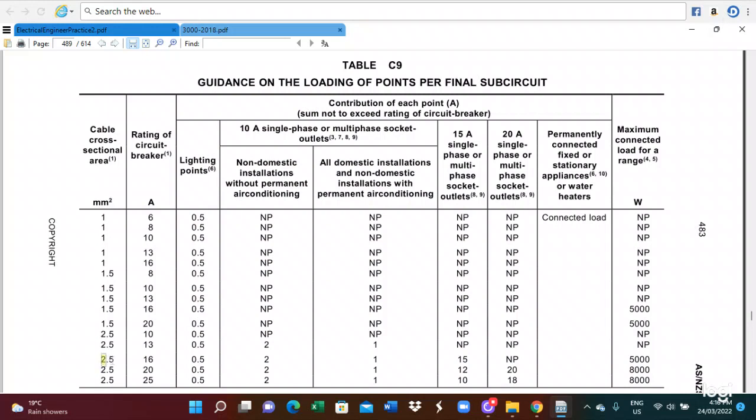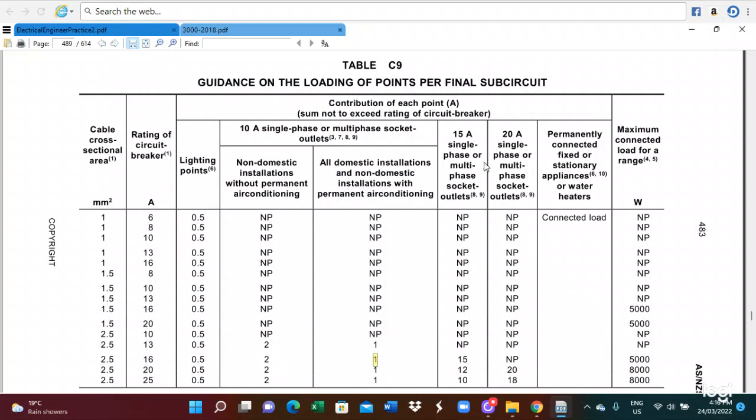In this case, for the non-domestic installation, you can connect the 10 ampere socket outlets, and this is for non-domestic installation without permanent air conditioning. If you connect 10 ampere socket outlets, you can connect 2. But for non-domestic installation with permanent air conditioning, in this case, you can connect only one number of the 10 ampere socket outlet.